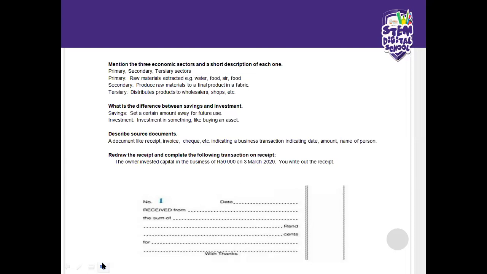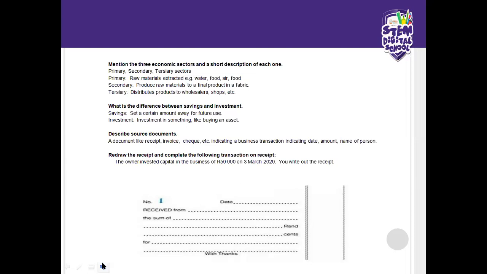Right, then we start with the primary sector. Now, for a short description, if you have said it is raw materials extracted, or you mention something about natural resources, for example, water, food, air, etc., then another mark for your description.